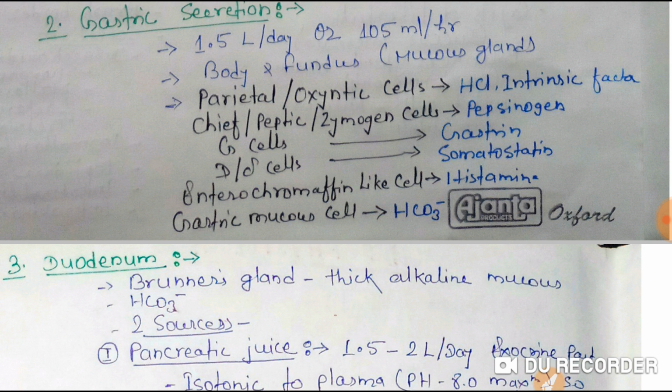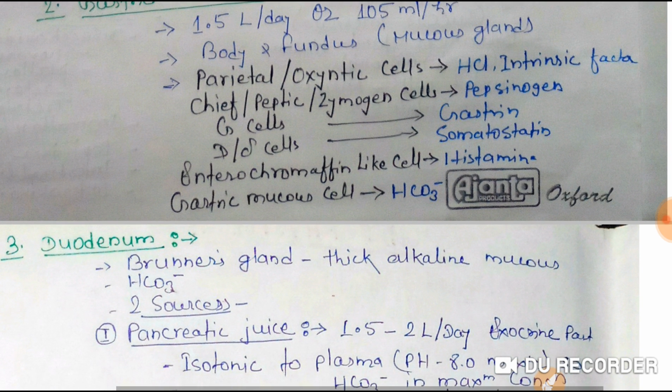When the HCl is present, the pepsinogen is converted into pepsin, the active, functional enzyme. Next is the G cell. G cell, you already know the letter G, so it is gastrin. Next is the delta cell. Delta cell secretes somatostatin, while the enterochromaffin-like cell secretes histamine, and the gastric mucous cell secretes the bicarbonate ion.